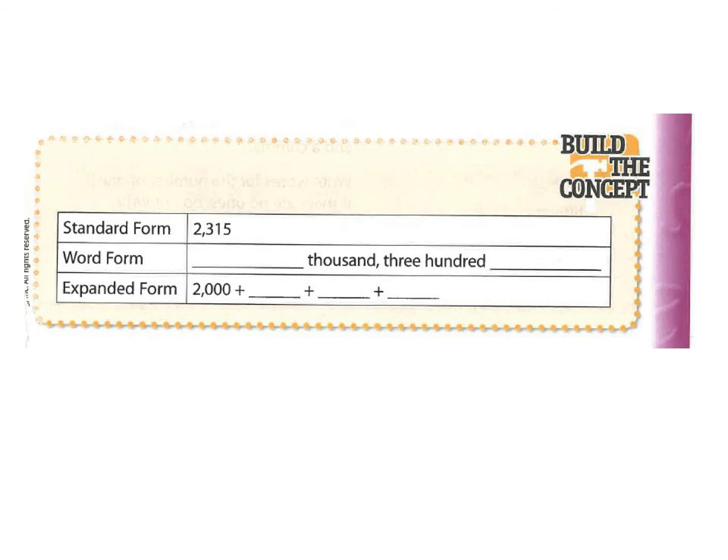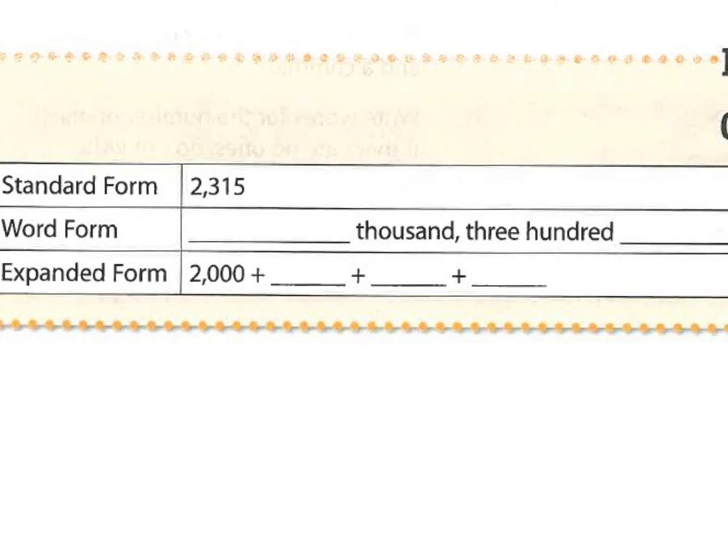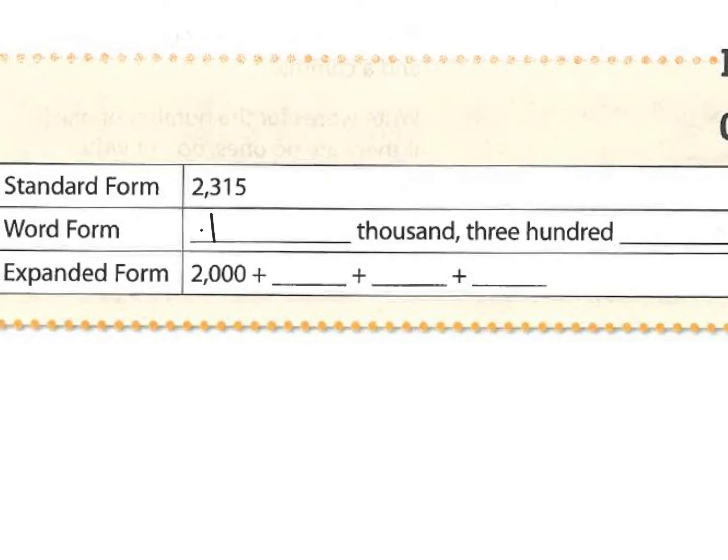So here we see again, we have the standard form of the number, 2,315. So remember when we go to word form, it's just using words. So we would have to write 2,315. And then in expanded form, they already gave us the 2,000. We have 300, 10, and 5 ones.